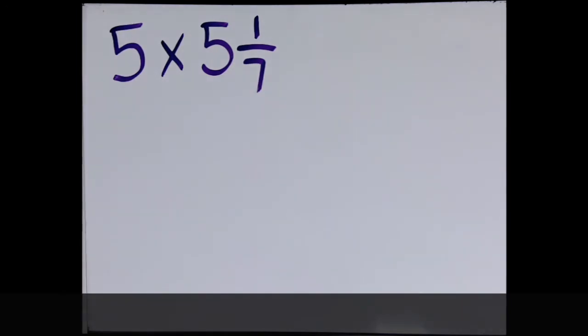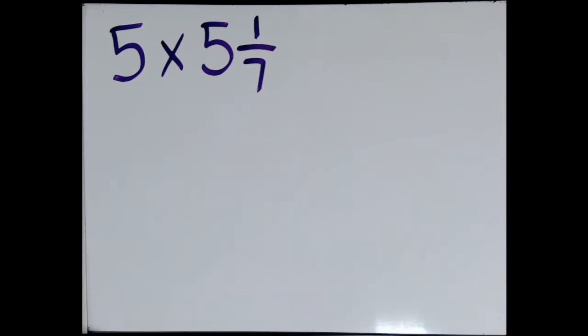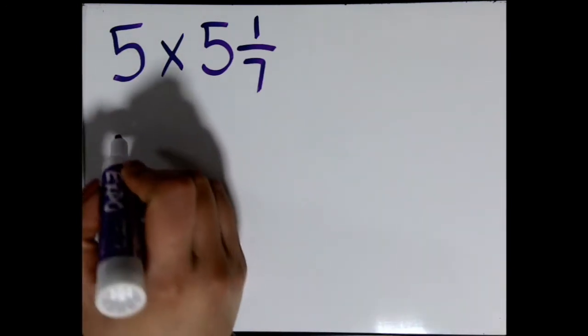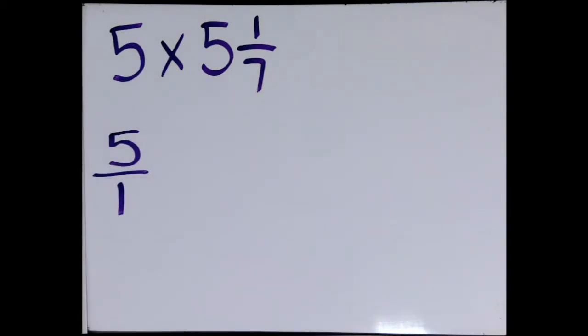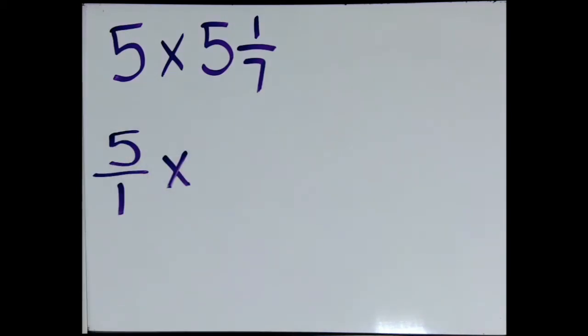The first step is to make my whole number into a fraction by putting a 1 under it. I'm going to rewrite it so you guys can see what I'm doing. 5, I'm going to put a 1 under it to make it a fraction. The next step is a little bit tricky, but it is not hard at all.